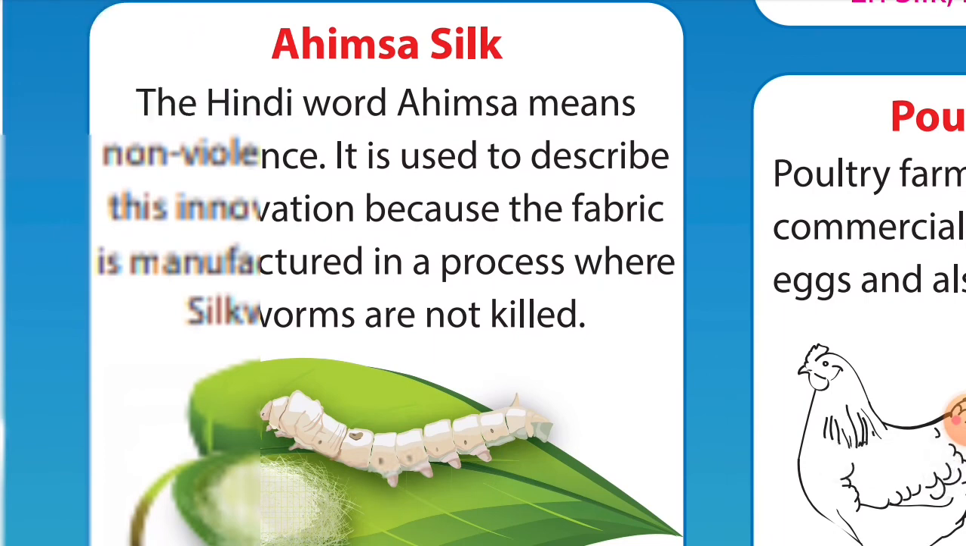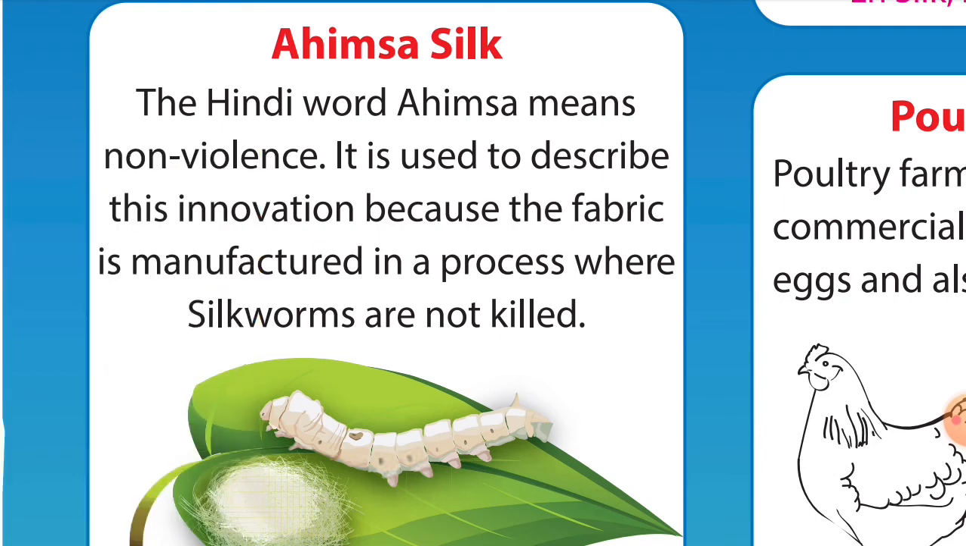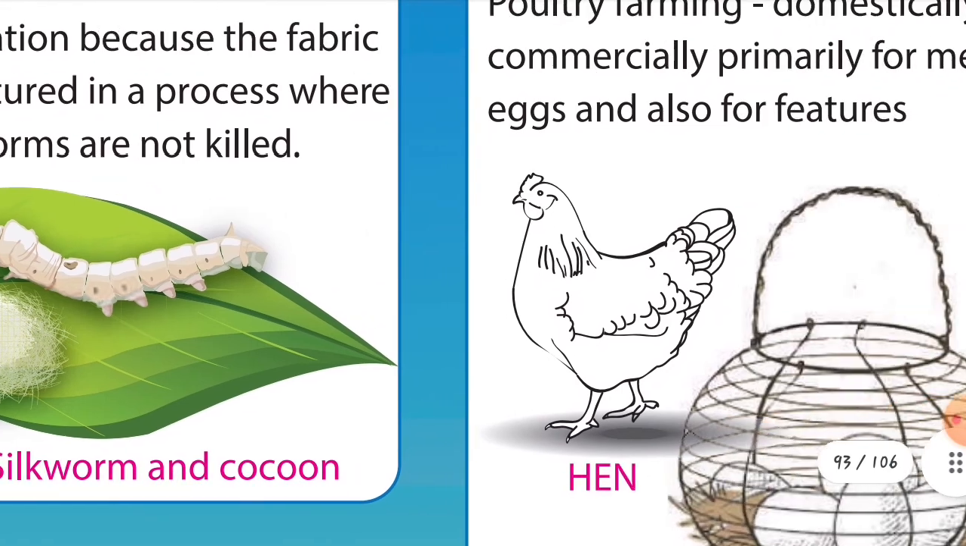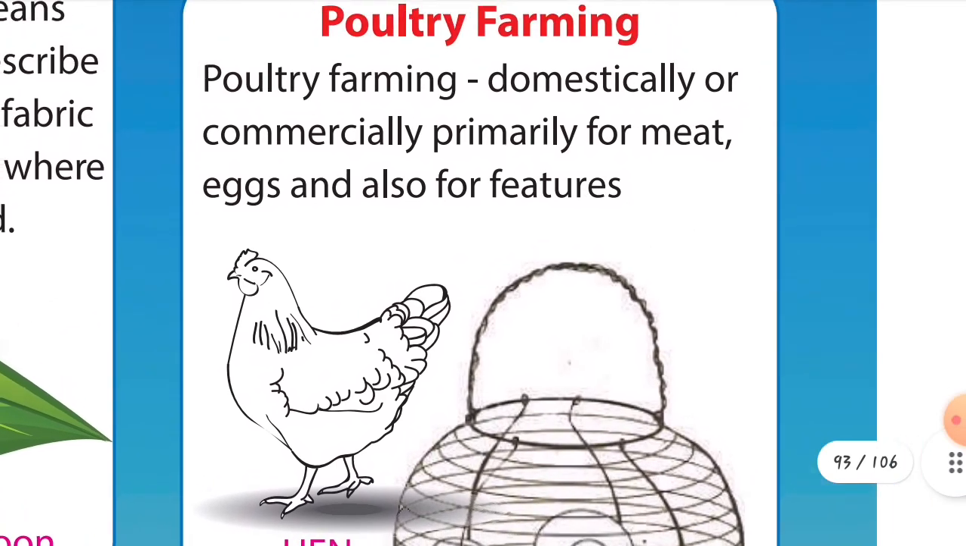The Hindi word Ahimsa means non-violence. It is used to describe this innovation because in the process of manufacturing the fabric, the silkworm is not killed. This is Ahimsa silk and cocoon. So the next nice picture, poultry farming.